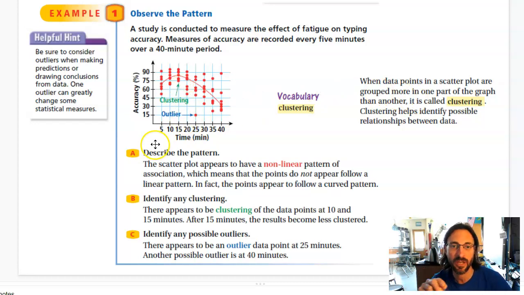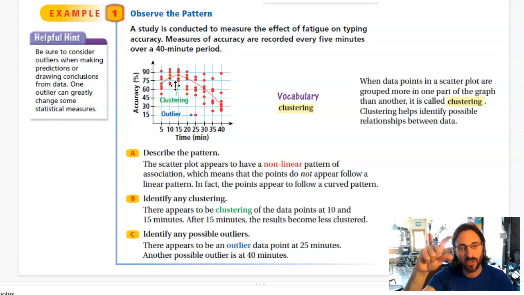So in this example, we're talking about a study conducted to measure the effect of fatigue on typing accuracy. Over a 40-minute period of time, how accurate were people? And of course, 5 minutes into it, you can see the data is all clustered at this 5-minute mark, and the 10-minute mark and the 15-minute mark and so on. You're going to be doing some data work as well, and you're going to notice there might be some clustering of your data as well. So the clustering occurs when there's a bunch of data points together.